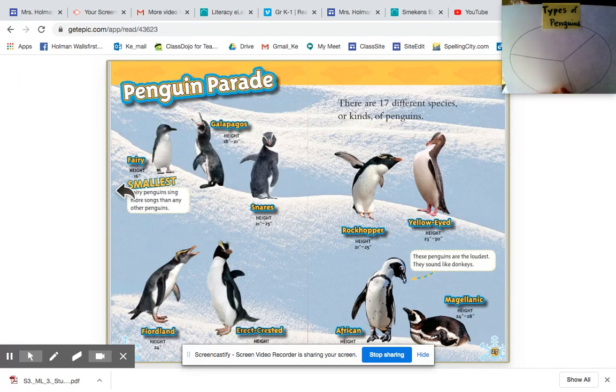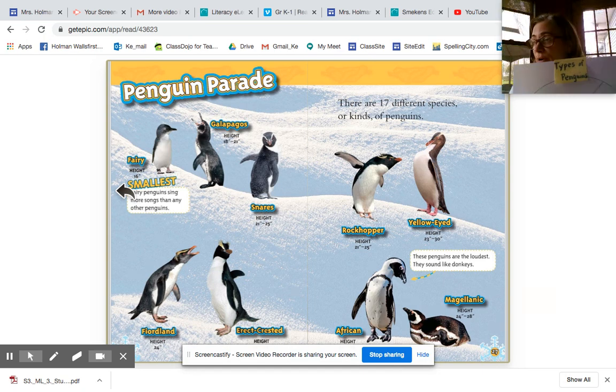Well, I think the fairy one is so cute because he's the smallest. So maybe I would talk about the fairy penguin. He's the smallest. And then maybe I'd talk about the emperor penguin being the largest. And then I think it was so interesting to me that the African penguin sounds like a donkey. So I might talk about him in my retell because that is a really interesting fact to me.